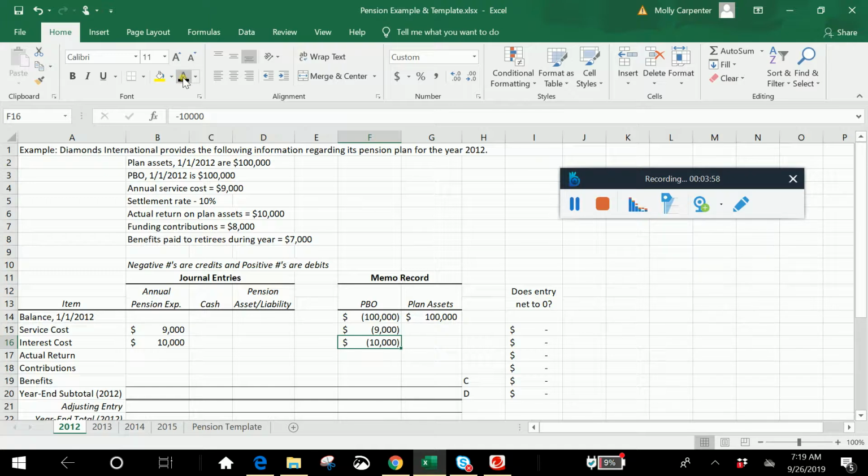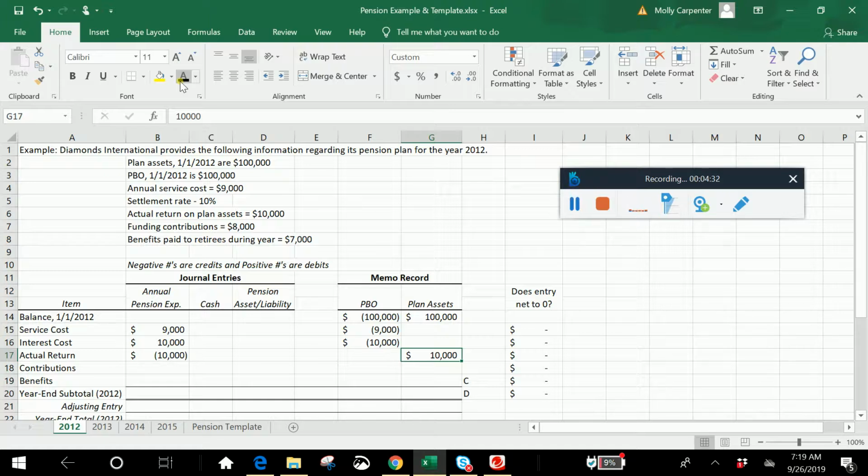Our actual return on plan assets is also $10,000. We know that actual return on plan assets decreases the annual pension expense, so we're going to see a negative number there, and it's going to increase the plan assets here. The other thing I'll mention, and it's listed here in the problem, is that when we're putting negative numbers in our chart, negative numbers are credits and positive numbers are debits. The reason for that is that when we get to the end, it's going to help us determine what our journal entry should be.